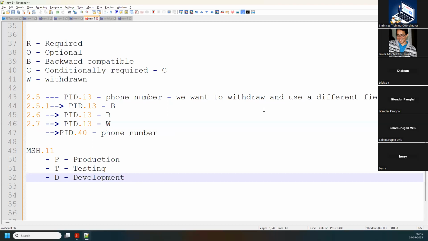So next we have, why is my mouse not responding?